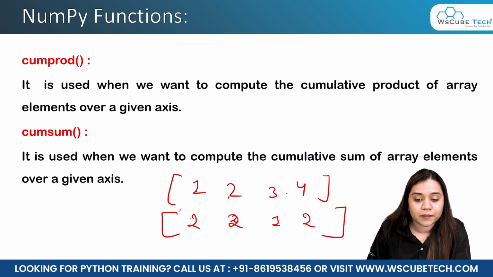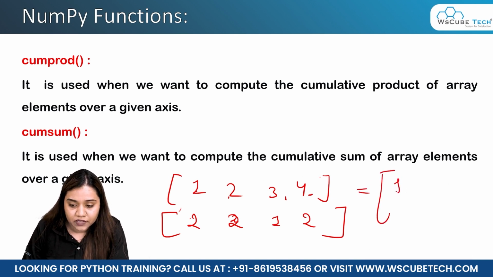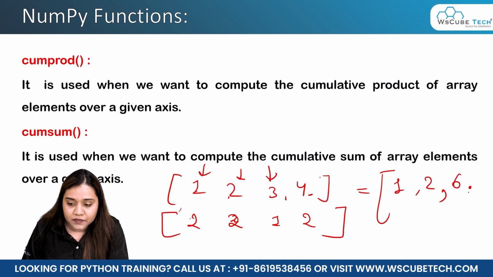1 multiplied by 2 multiplied by 3 multiplied by 4. If I talk about cumprod, it will give us the cumulative product in this way, that the first element will remain 1. The second element will be the multiplication of these two, that is 2. Third element will be the multiplication of this one and this one, that is 3 multiplied by 2 is 6, multiplied by 1 is 6 again, and 6 times 4 is 24. That would be our last element.